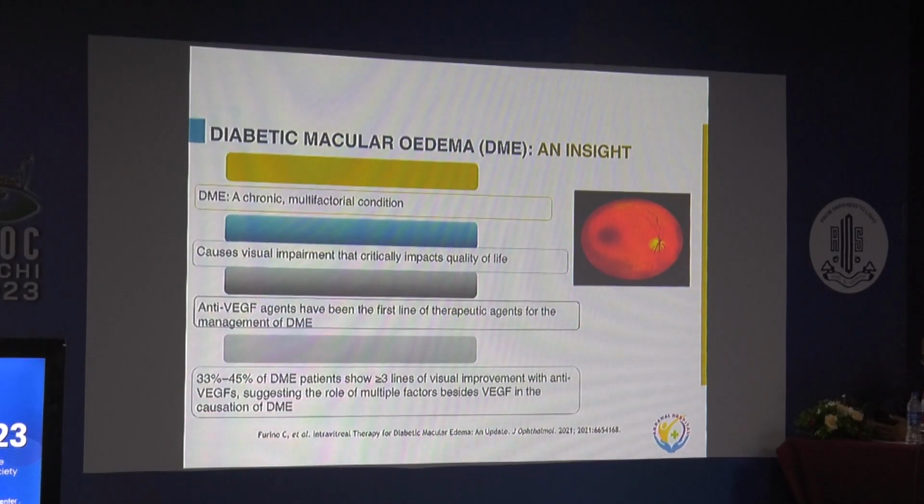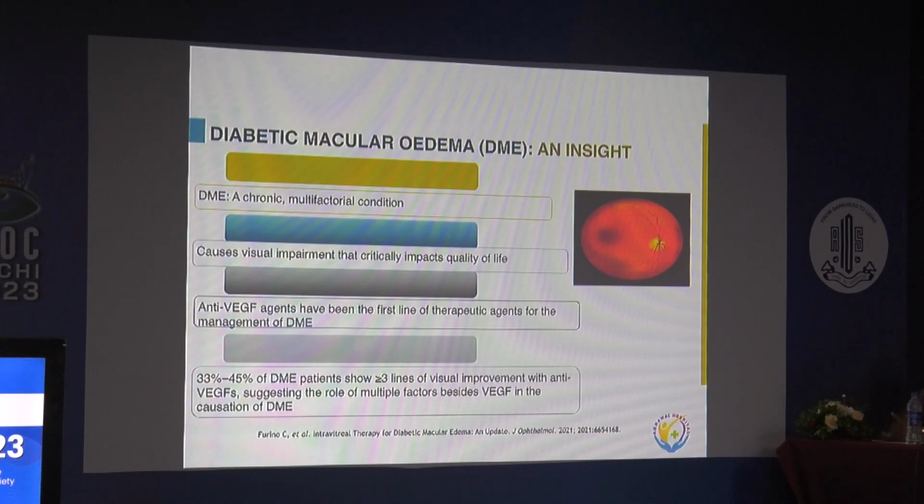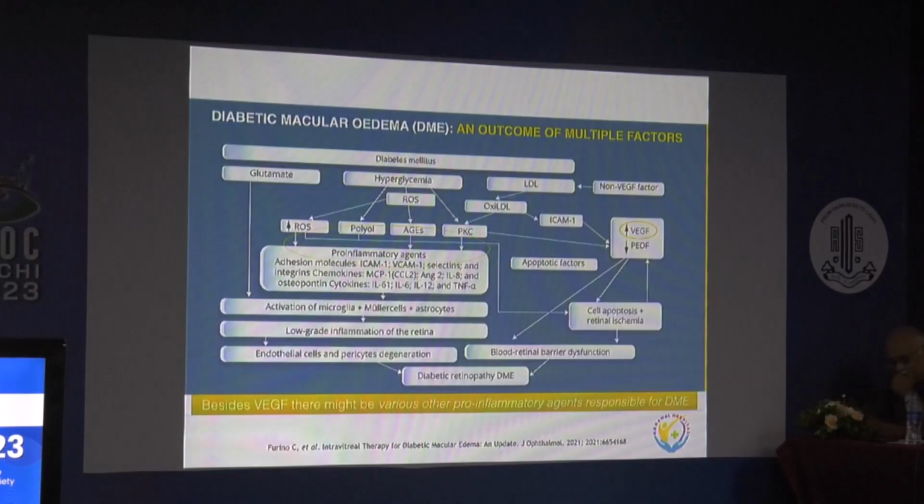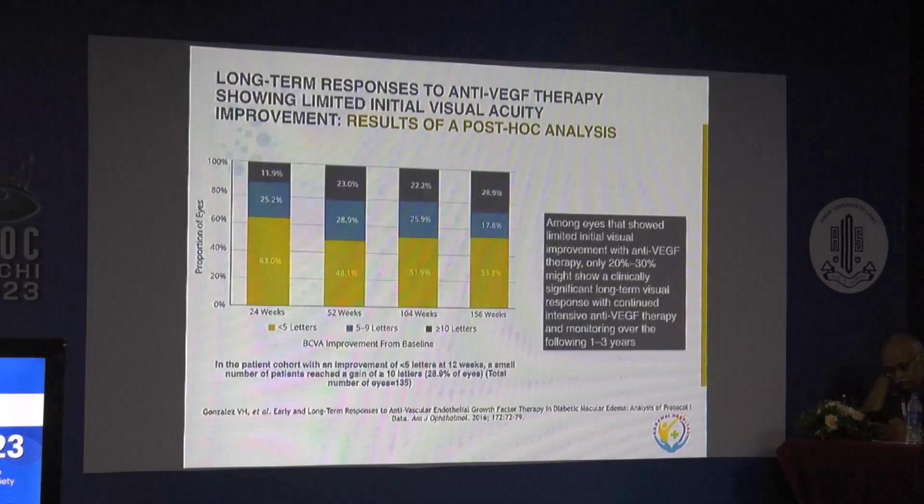But we know, and the literature also supports, that around 40% of DME patients show more than 3 lines of visual improvement with anti-VEGFs, suggesting the role of other factors besides VEGF in the pathogenesis of diabetic macular edema. It's a crowded slide, but the take-home message is that besides VEGF, there are other factors which have now been proven, like ICAM, VCAM, selectins, MCPs, and interleukin 6, 12, and TNF, which are responsible besides VEGF for DME.